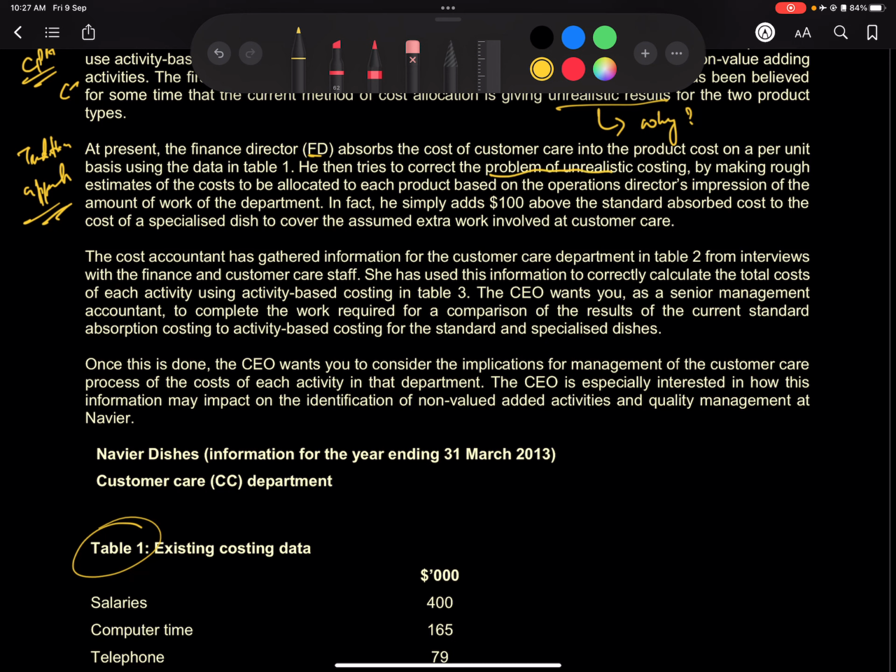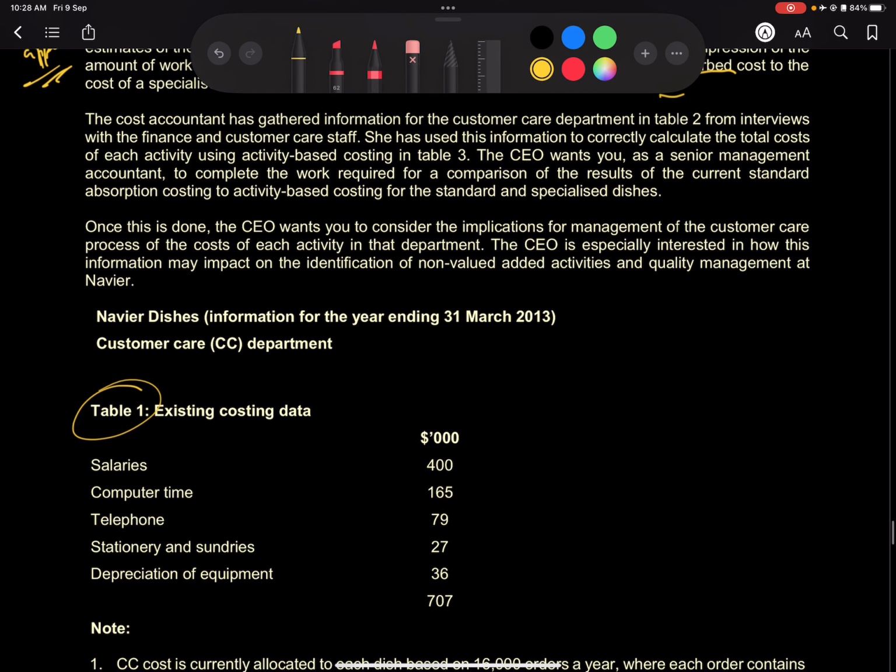How does he try to correct that? By making estimates of the cost to be allocated to each product based on the operations director's impressions of the amount of work of the department. In fact, he simply adds $100 above the standard absorbed cost. So standard absorbed costing is being used, and all they are doing is adding $100 based on the assumed work involved at customer care. So that's just $100 extra.